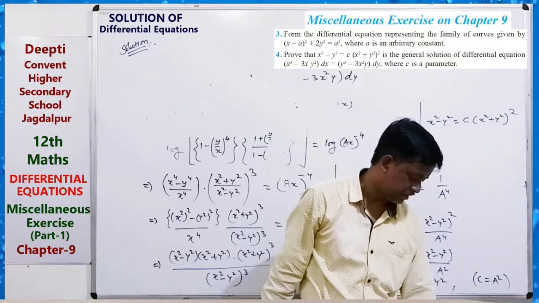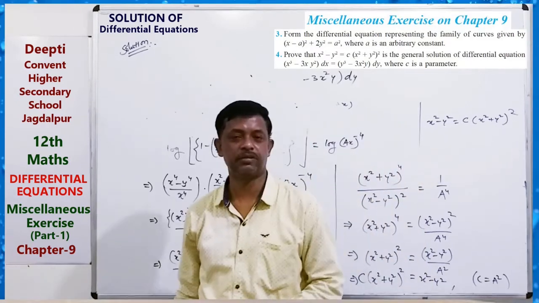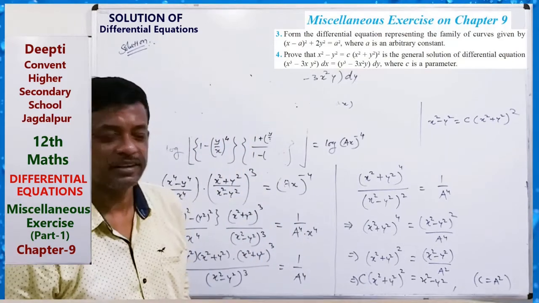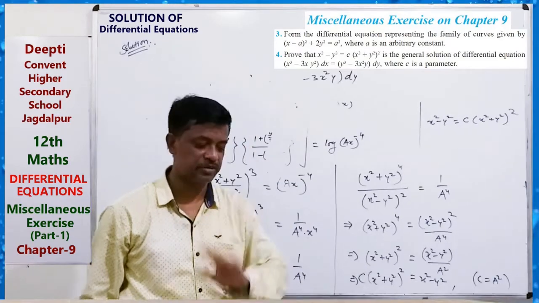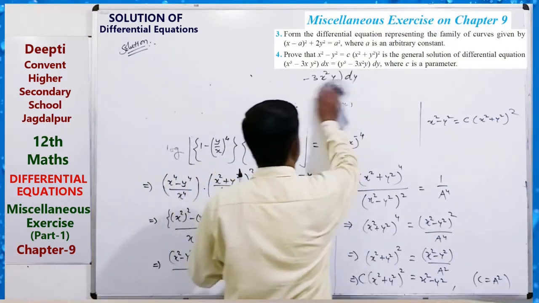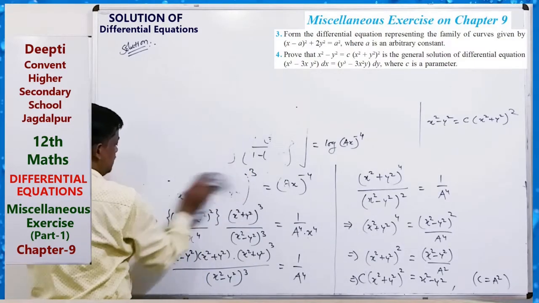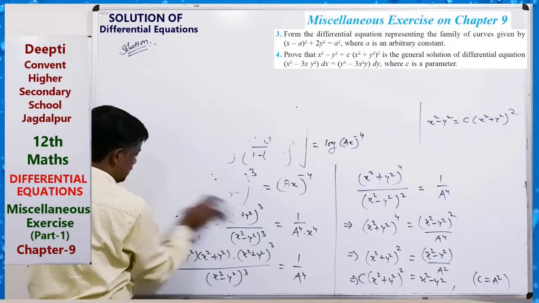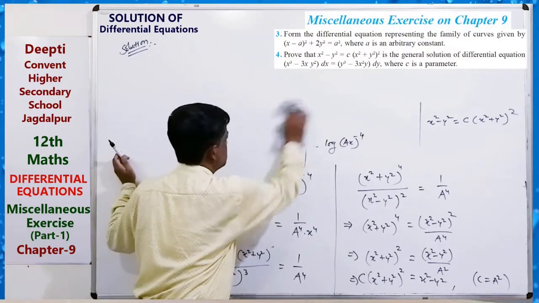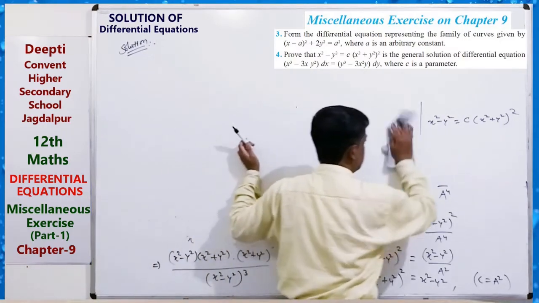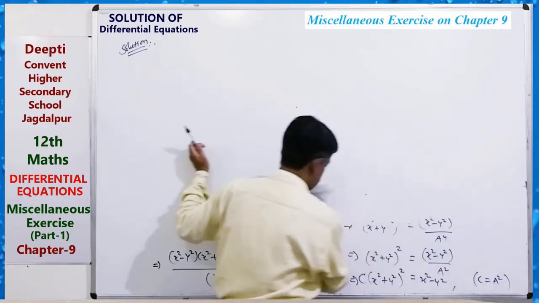Questions 5, 6, 7, 8 are four questions for your homework, and you have to do them yourself. Okay, so I will give the hints for questions 5, 6, 7 and 8 here now.